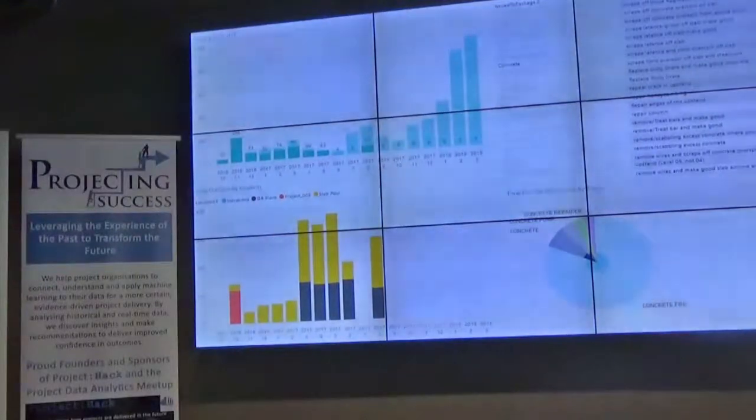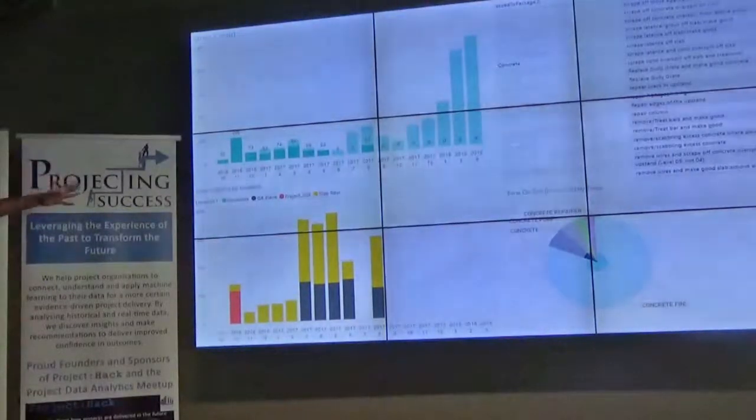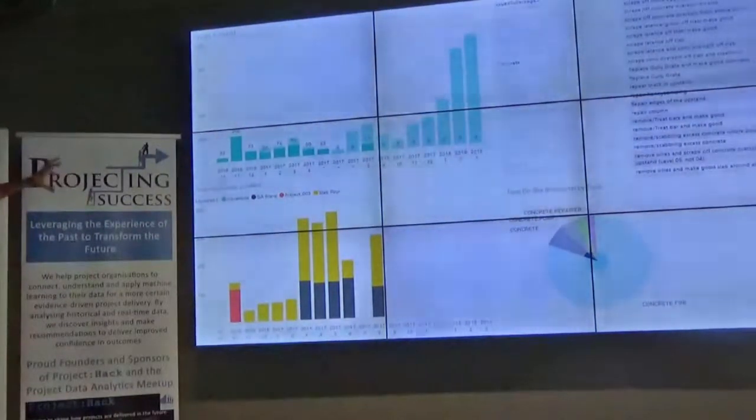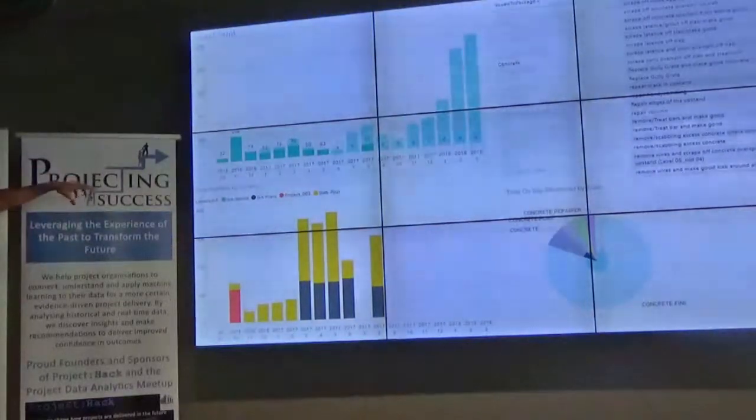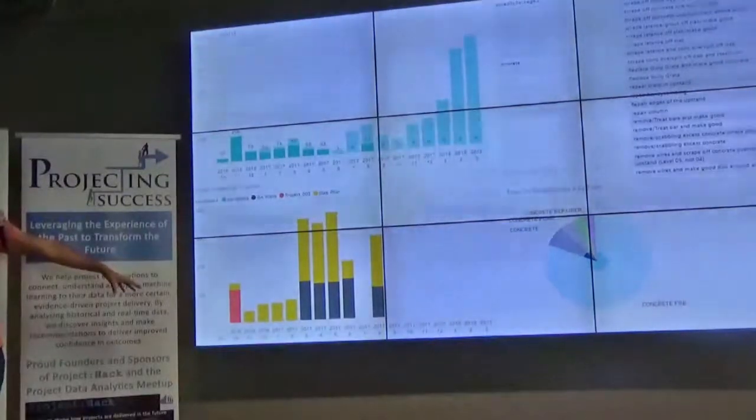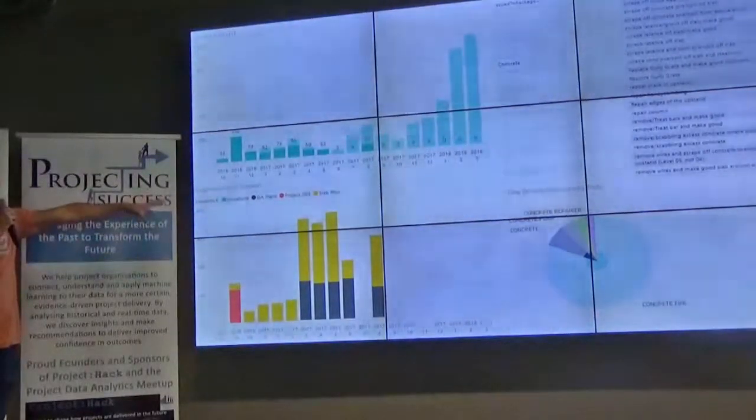So basically, we picked the concrete package as one of our examples, and that information we got from the program. Then we went back to our snagging data set and tried to pick up traits which would be involved in completion of the concrete package. This timeline shows us, over a period of about 3 years, the total duration of snags in each of the individual years. And this table shows us what level those snags were present at.